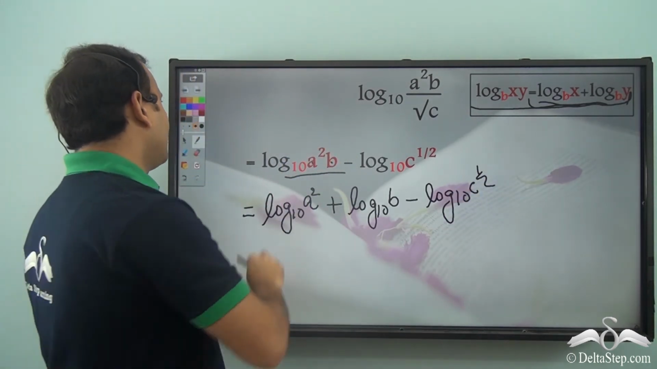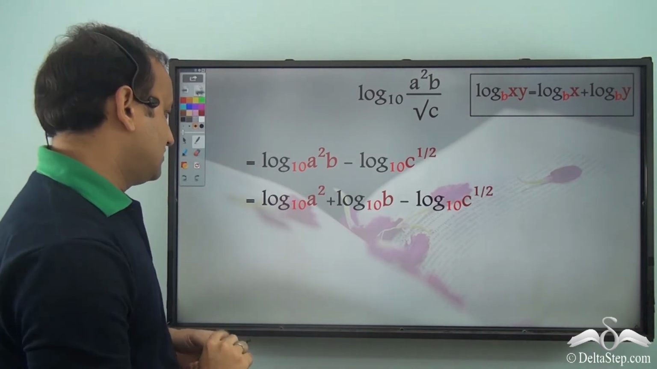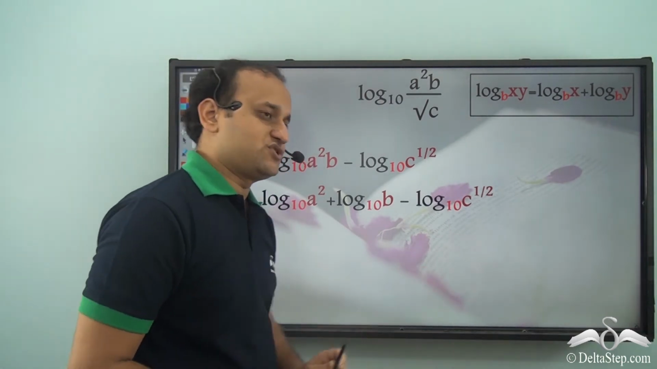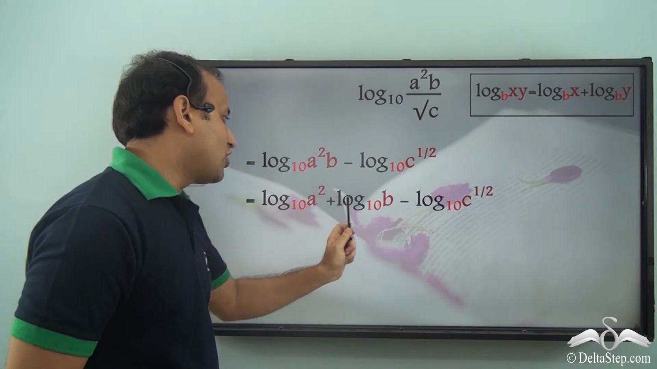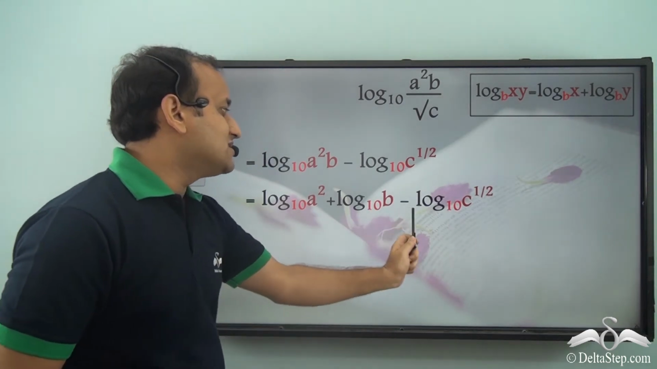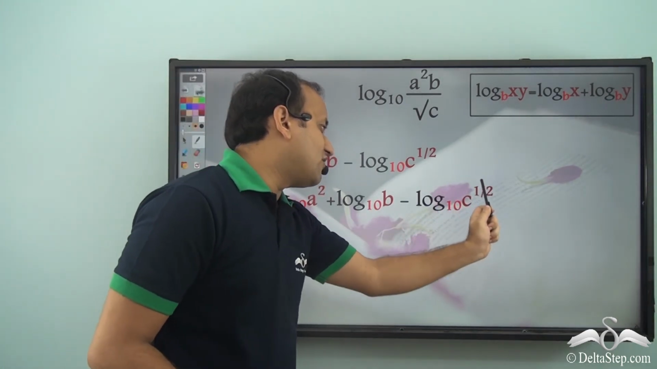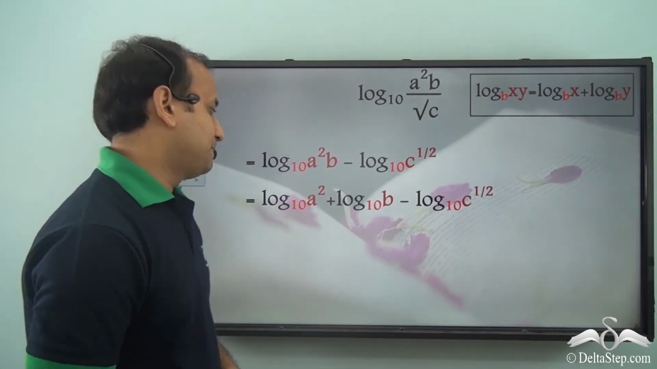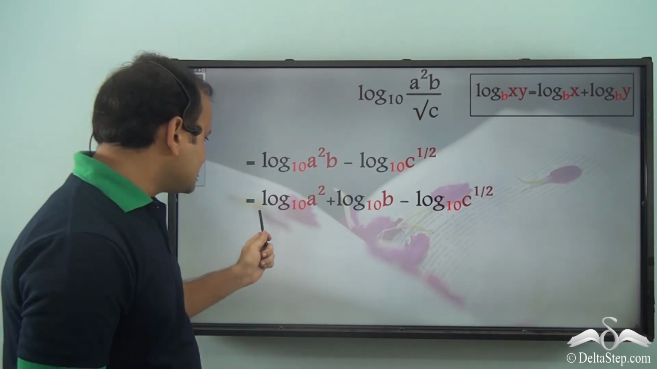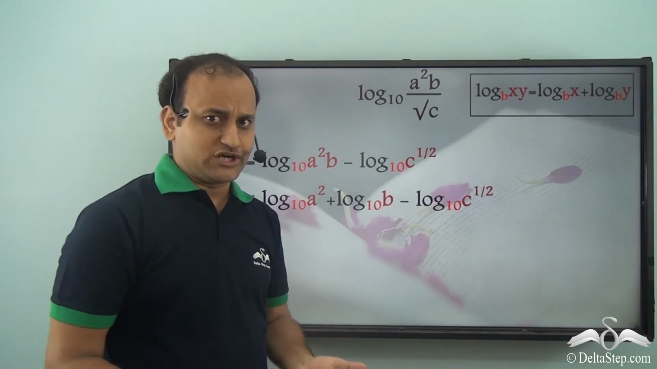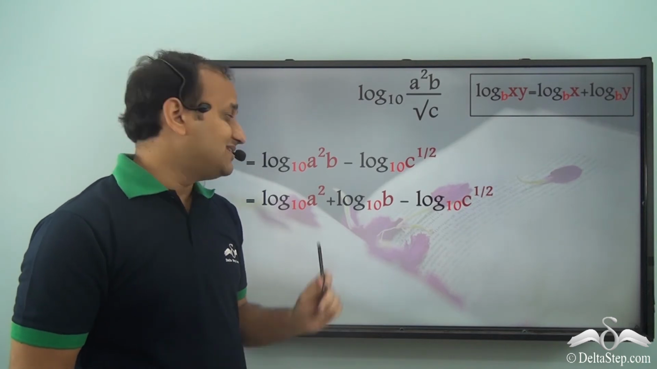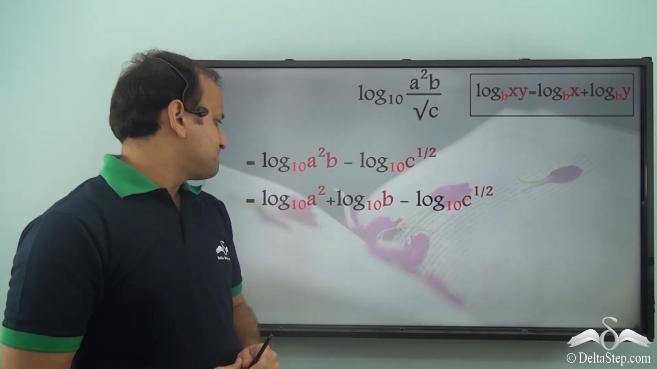So now we have a more simplified expression here, which is log a square to the base 10 plus log of b to the base 10 minus log of c to the power 1 by 2 to the base 10. Now, can this be further simplified? I mean, we have already exhausted quotient law and the product law. Anything else which comes to your mind?